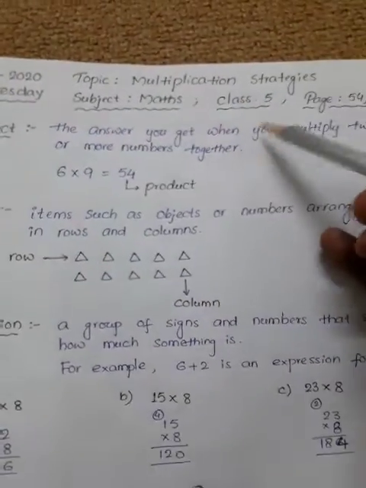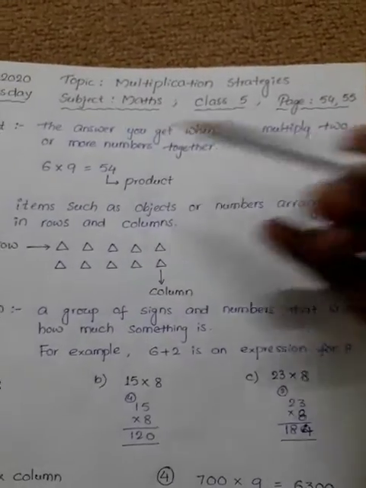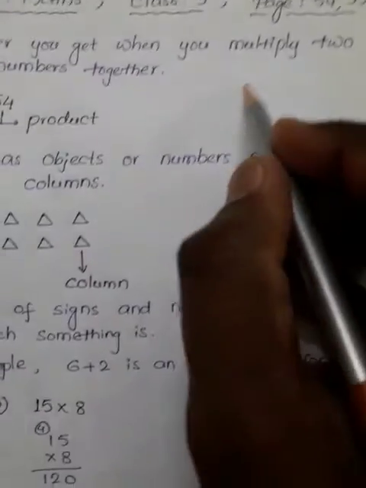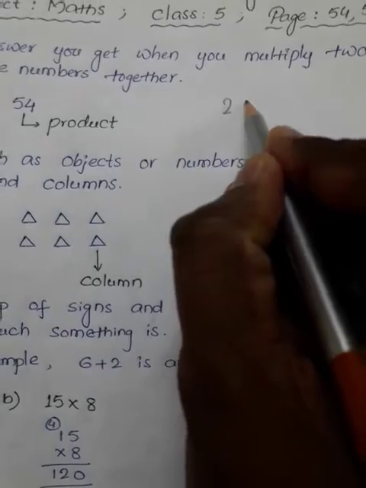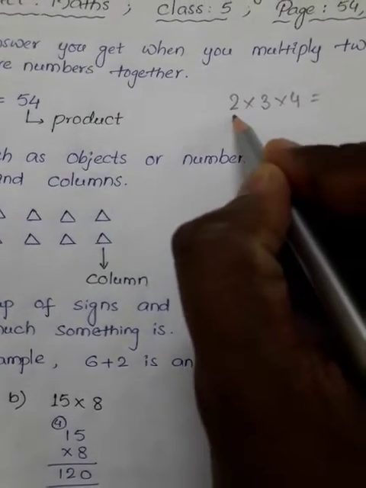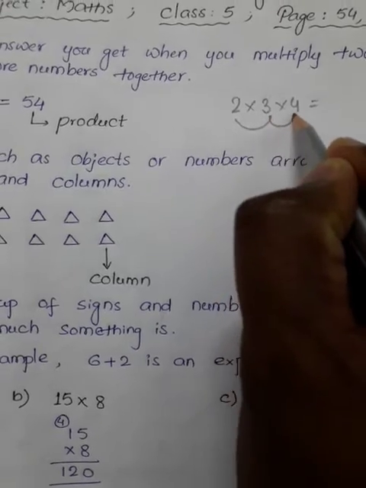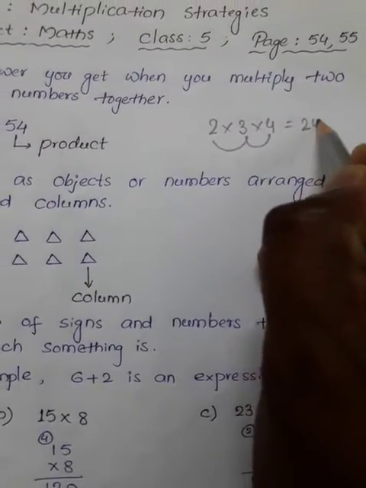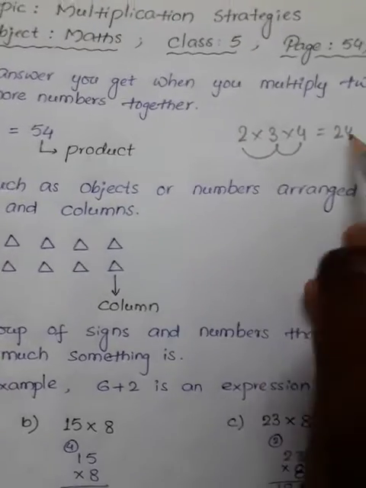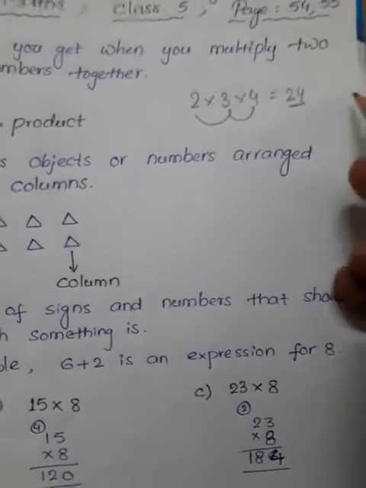The answer you get when you multiply two or more numbers together. It may be 2 or maybe 3 numbers also. For example, here I read it: 2 multiplied by 3 multiplied by 4. So what happened here? 2 multiplied by 3 is how much? 6. 6 multiplied by 4 is 24, right? You can multiply in any order. 4 multiplied by 3 is 12. 12 multiplied by 2 is 24. The answer is called product.